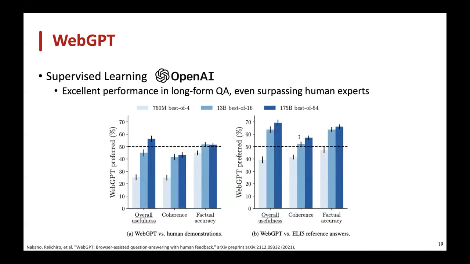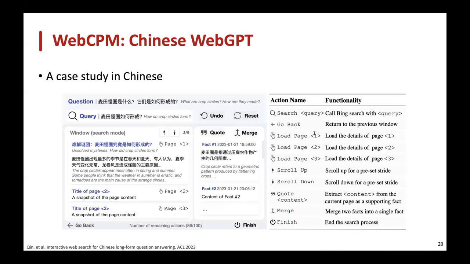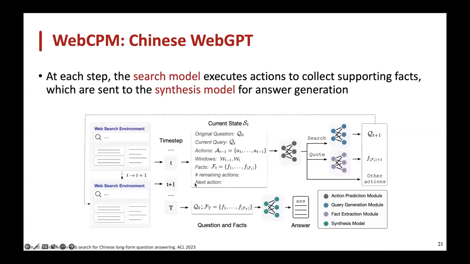In the experiment, WebGPT showed strong ability in long-form QA, even surpassing human experts. It should be mentioned that WebGPT is actually the underlying technique behind the new Bing search system. In view of this, we developed a Chinese version, the Chinese WebGPT, WebCPM. We saw that this technique also works for the Chinese CPM pre-trained language model.